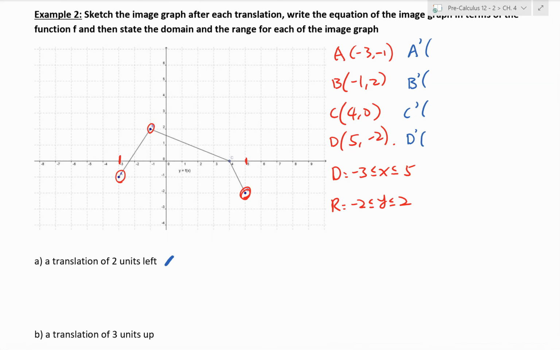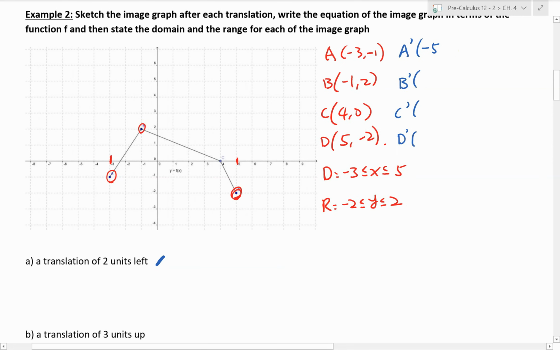So it goes from -3 to now -5. Goes from -1 to now -3. Again, you see how I'm just subtracting 2 from the original x value. 4 minus 2 is 2. 5 minus 2 is 3. Because we didn't do any vertical translation, all the y values will remain the same. So we will still have -1, 2, 0, and -2. So these are my new points.